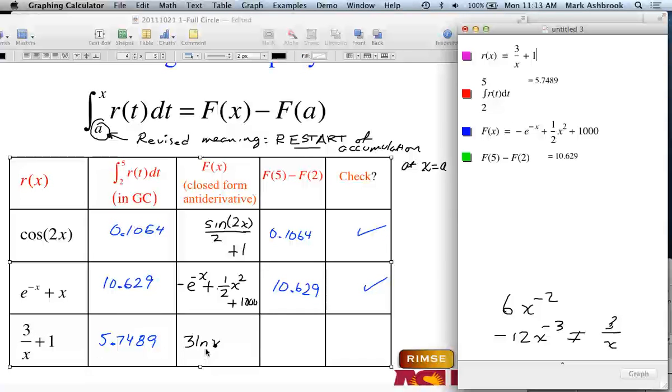Does it throw it off drastically if you recall just a log? Yeah, because it's a different base. Log of x means base 10. Natural log is base e. Yeah, that's drastically different, yes.